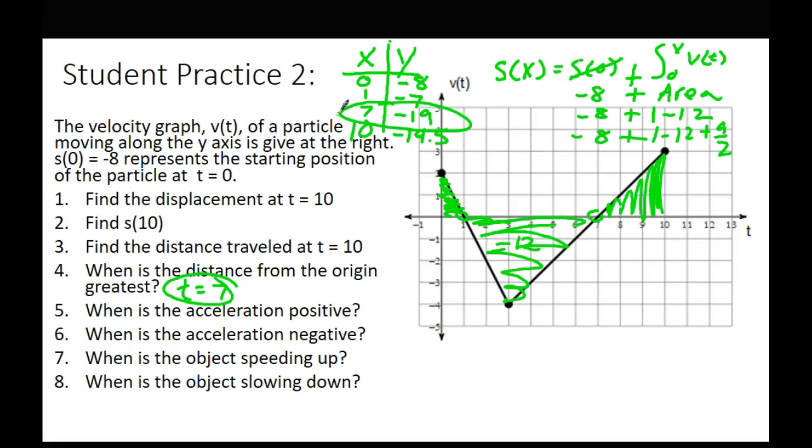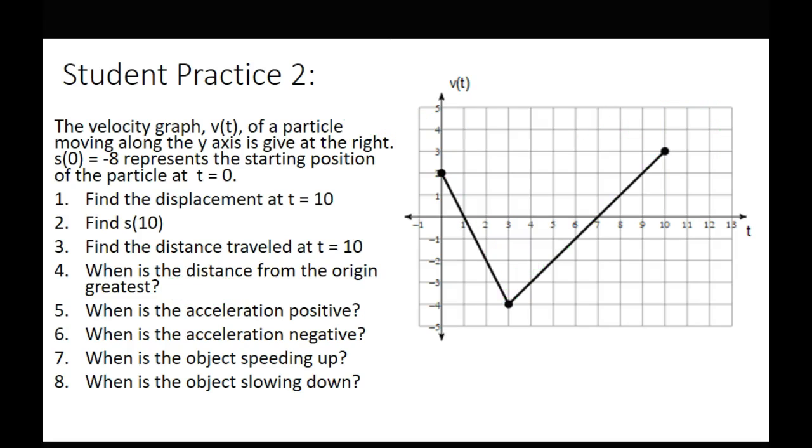Joanna's gone again. Let's see if we can find Jonathan. Jonathan, when is the acceleration positive? 3 to 10. Any questions? Next, Heather, when is the acceleration negative? Good.